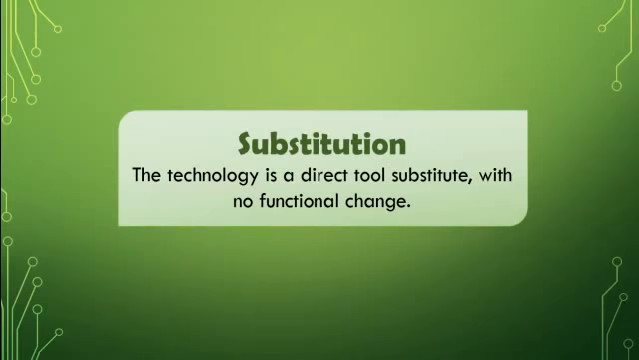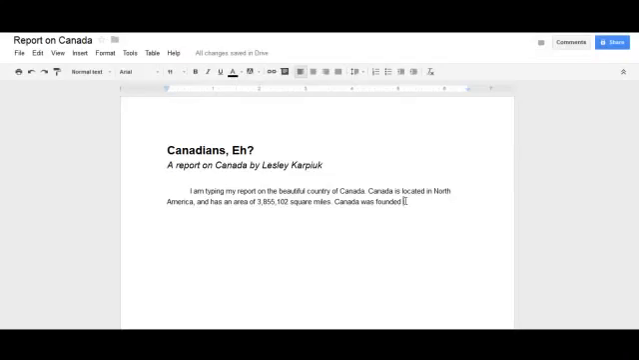The first level is called substitution. At the most basic level, you're using technology to substitute a paper-pencil task. For example, using Google Docs like any other word processor to type a report. The new technology of Google Docs is just replacing the old technology of paper-pencil, but the task itself, writing a paper, has not changed.